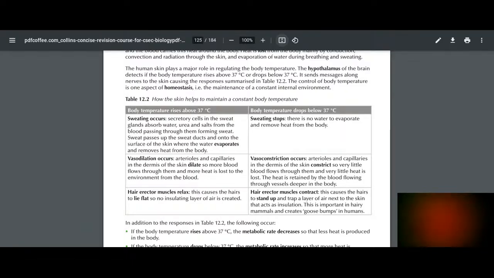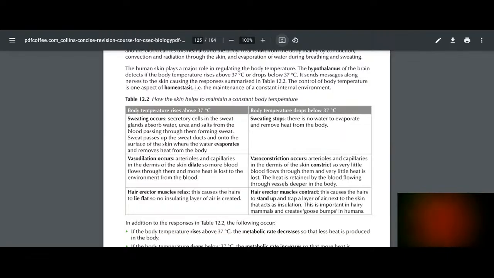When it says sweating occurs, it means the secretory cells in the sweat glands absorb water, urea and salts from the blood passing through them, forming sweat. What is vasodilation? I recommend you guys know the difference. Vasodilation is when the arterioles and the capillaries in the dermis of the skin dilate, so more blood flows through them and heat is lost to the environment from the blood.